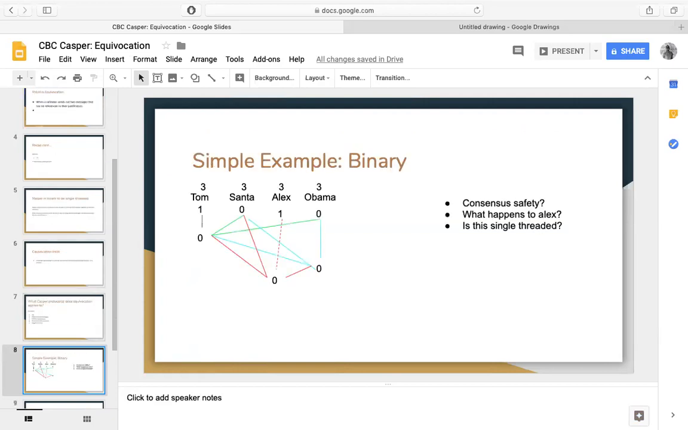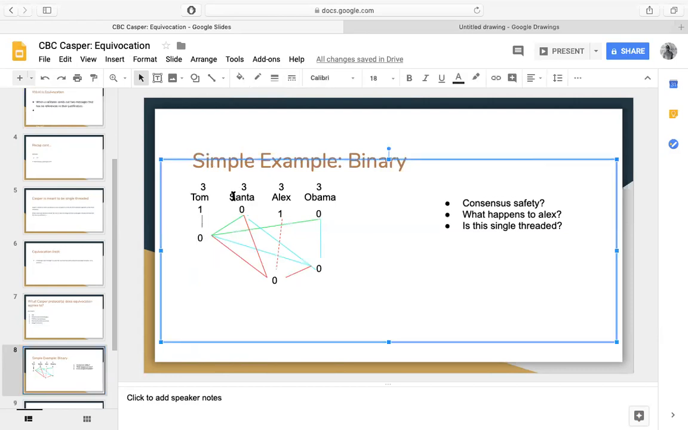Now, here's a simple example of what equivocation looks like in a binary. We start off with Tom. He looks at Santa, and also he looks at Obama. Even though he looks at himself, he says, all right, because of their weights of 6, it has a 0. And let's look at Obama. Obama says, all right, I see Tom's latest message. Also, I see myself, which is 0, and Santa.